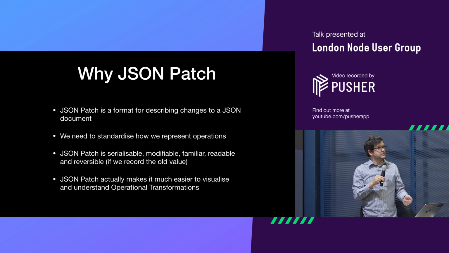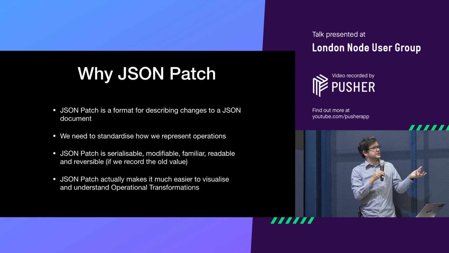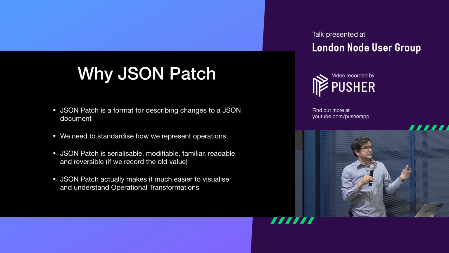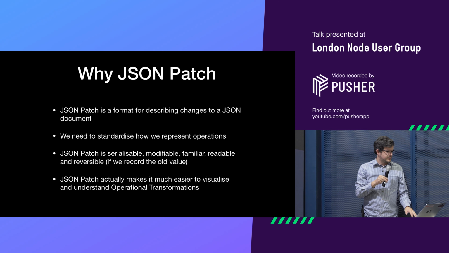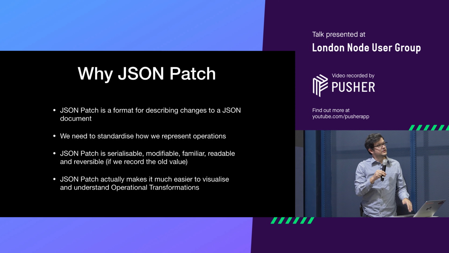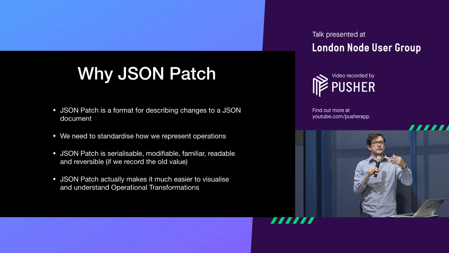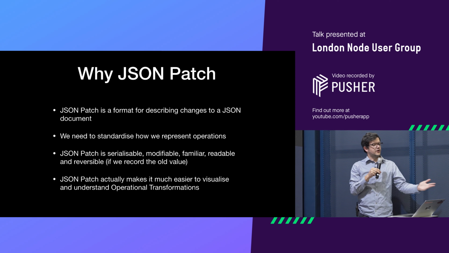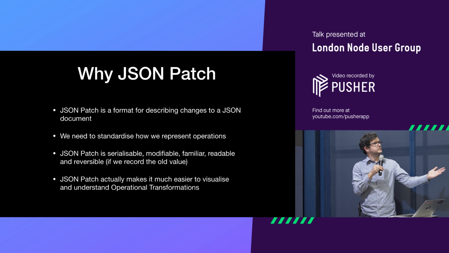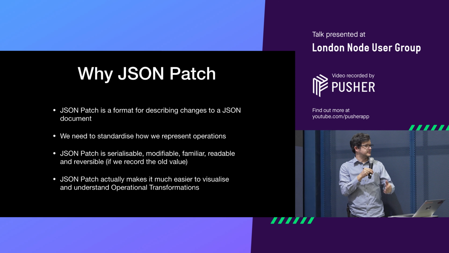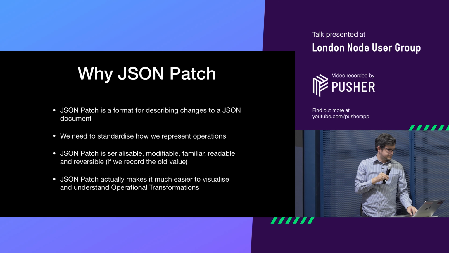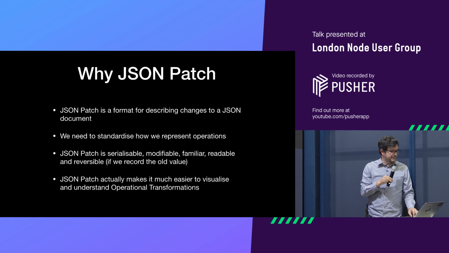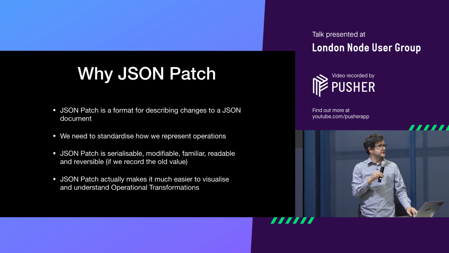It's serializable, modifiable, very easily modifiable. It's just a JSON, which essentially becomes a JavaScript object. It's familiar to those who use it. Readable and easily reversible. As long as you record the old value whenever you're operating on a value, you can kind of run through the whole stack back and forth and bring your document in line with any point in time. And yeah, so I actually find it makes it easier to reason about operational transformations when you're representing them as JSON patches.